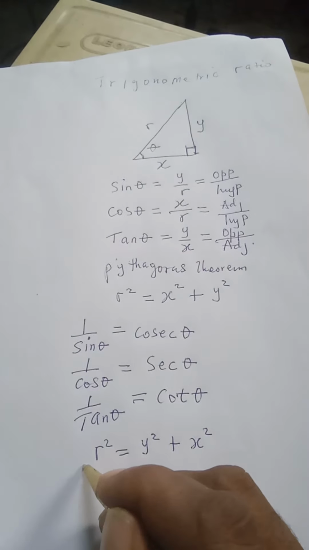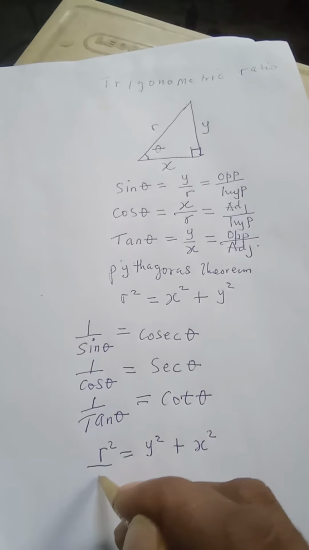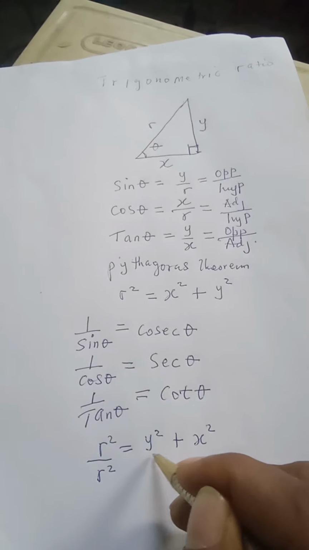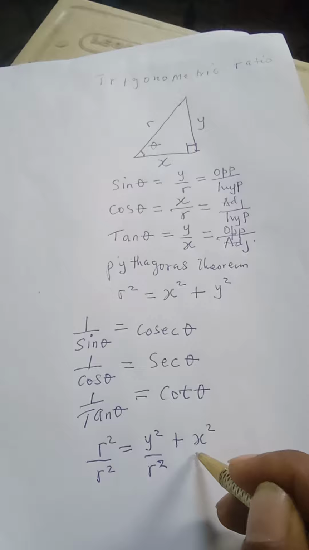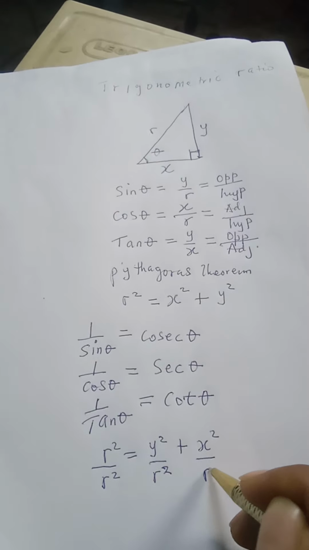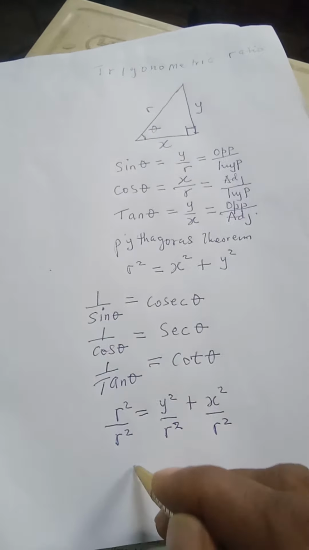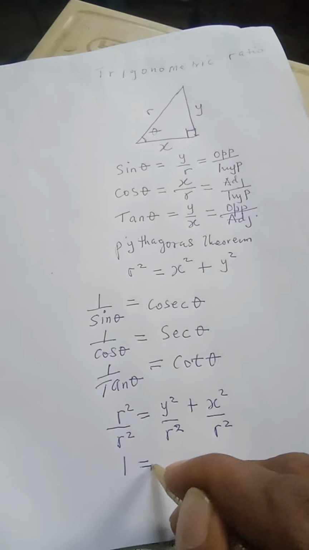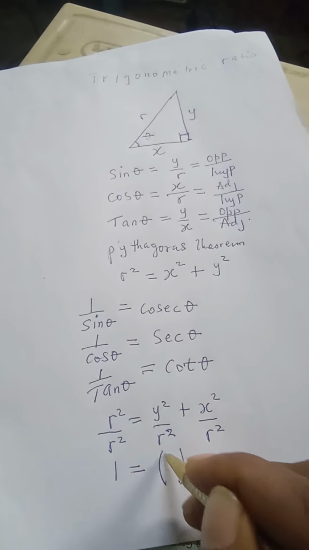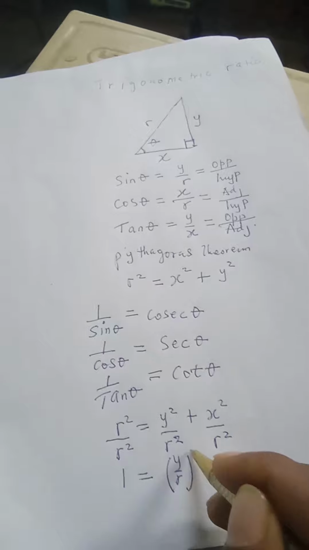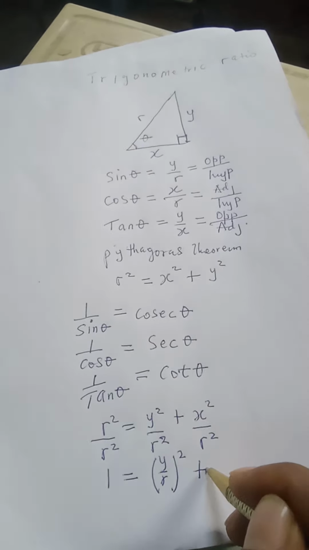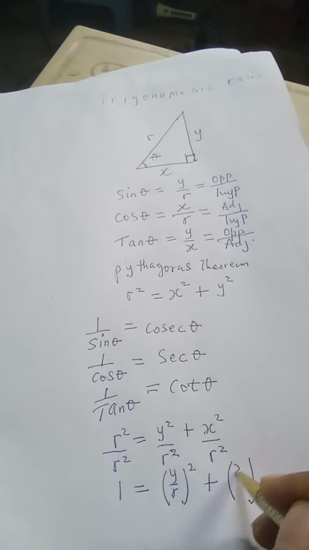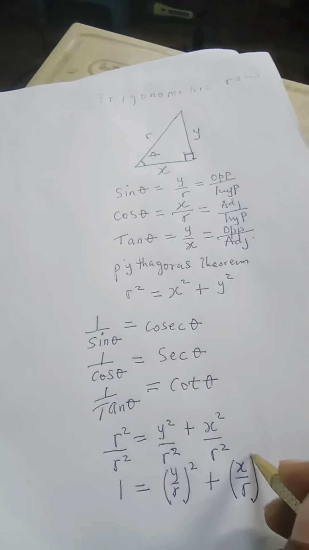Suppose we divide both sides of the equation by r squared. It's going to be a common denominator of r squared. So this will now turn to 1 is equal to y over r raised to power 2 plus x over r raised to power 2.